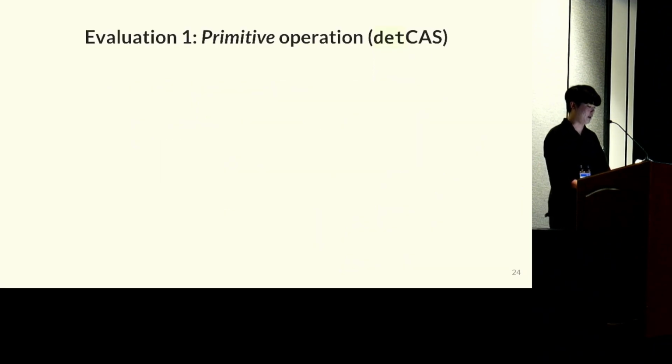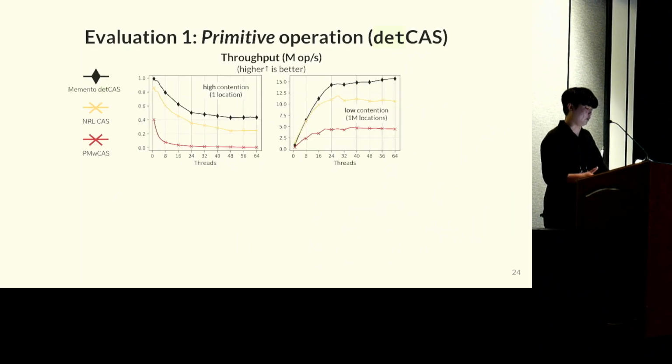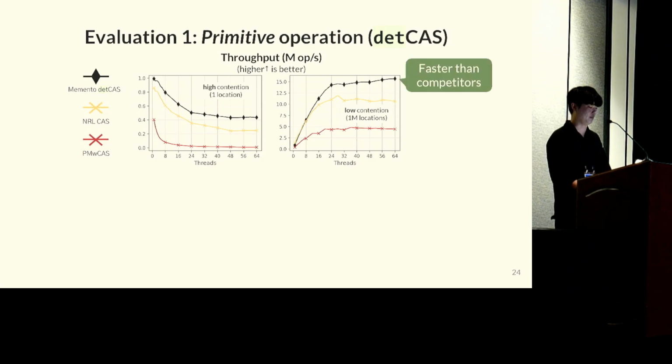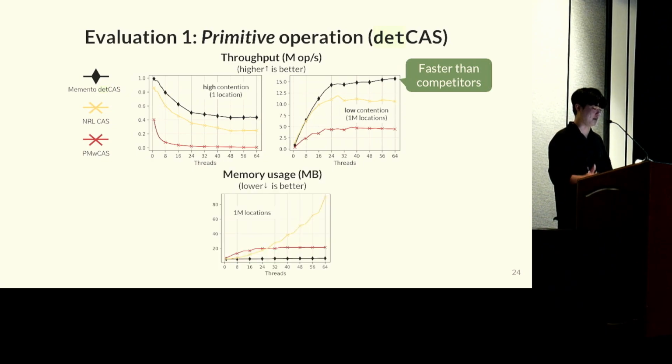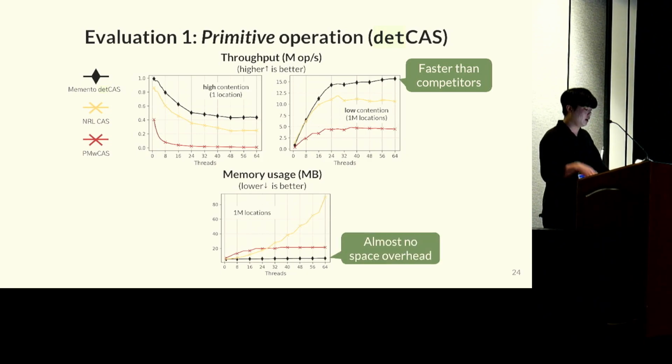First, here is the Memento's detectable CAS evaluation. We compared Memento CAS with existing detectable CAS operations. The results showed that Memento CAS has high throughput in both high and low contention. Also, we measured how much memory CAS uses for detectability. As can be seen from the graph, Memento CAS shows minimal increase in space overhead, even as thread numbers increase.